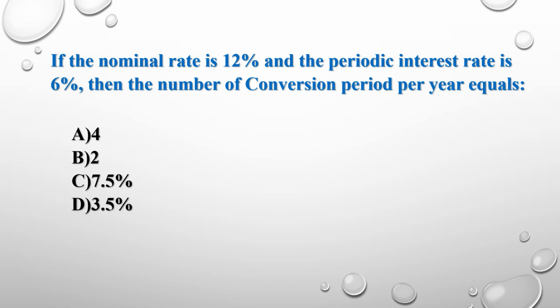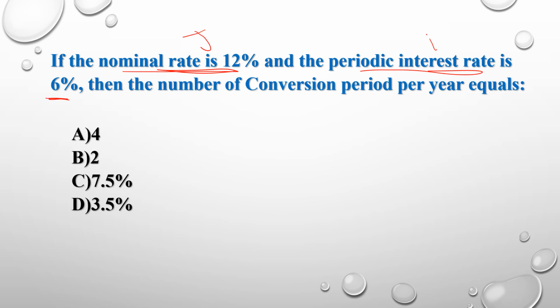Question 2. If the nominal rate is 12% and the periodic interest rate is 6%, then the number of conversion periods per year equals A. 4, B. 2, C. 705%, D. 305%. In this example, you have the nominal rate which equals 12%, and this is J, and the periodic interest rate, which is I, equals 6%.